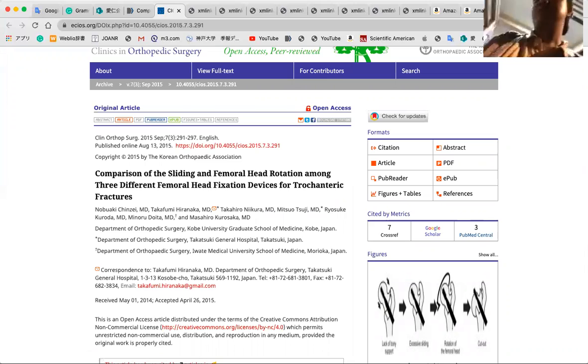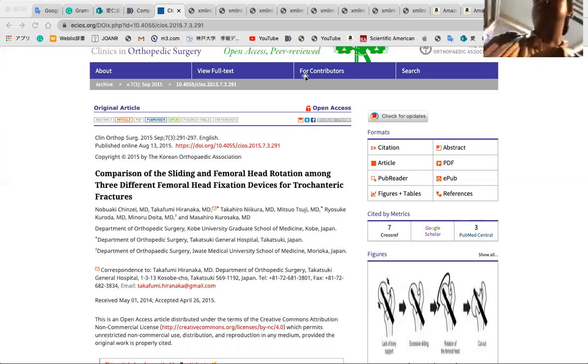Okay, and then another one I want to show you is, sorry, maybe I might show you this one. Oh, I'm sorry, this is a Japanese one. So again, this is how to evaluate the anteversion, but not the femoral head rotation.